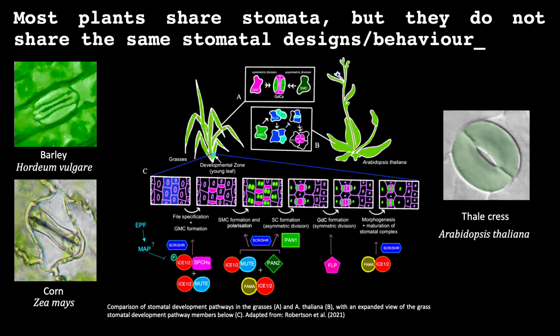On the other hand, eudicots like Arabidopsis have more simple stomata that consist only of the guard cell pair. These differences are because of divergences in key genes for stomatal development. In this central figure, we can see that multiple genes have diverged in function for stomatal development in the grass family versus Arabidopsis.